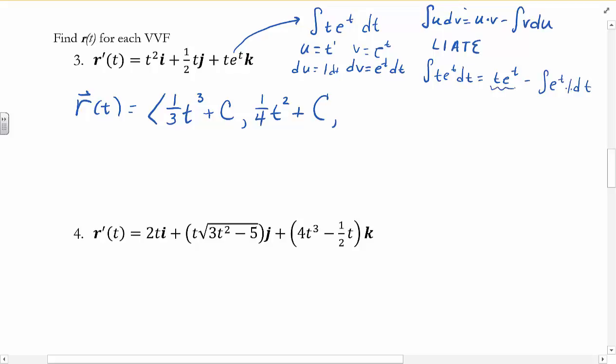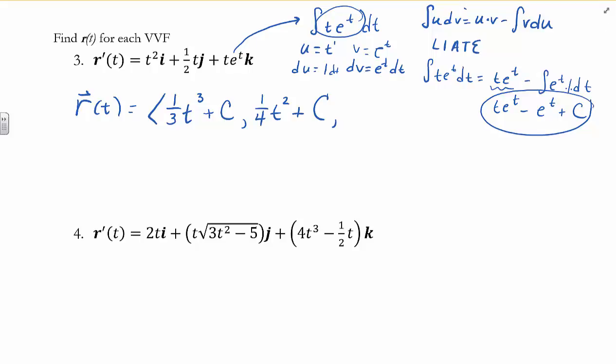Here's half the antiderivative, it did it for me. Here's the other half, t e to the t minus e to the t plus c. The antiderivative of this is that, which is why I said in the beginning of this video that antiderivatives don't really have rules, they have strategies. And this is a perfect example of that. So the antiderivative of this guy is t e to the t minus e to the t plus c.